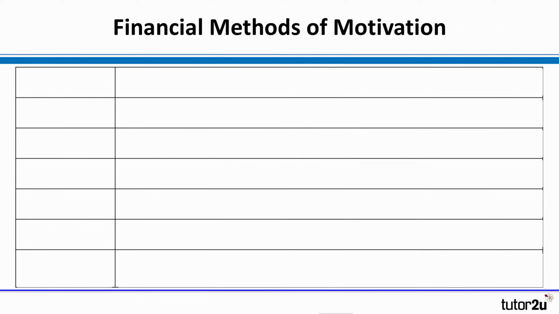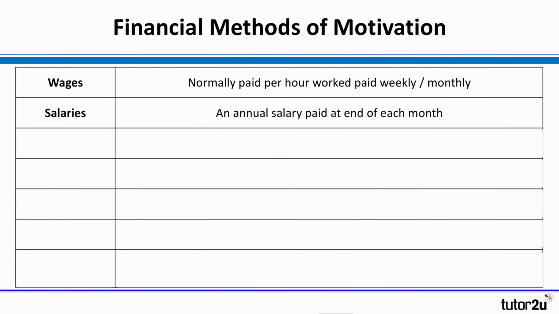Let's take a look then and very quickly go through the main financial methods a business can use. The first two are really what you would describe as basic pay. Wages are pay that is normally based on each hour worked, a wage rate per hour, and it's either paid to the employee weekly or monthly based on the hours worked times by the wage rate.